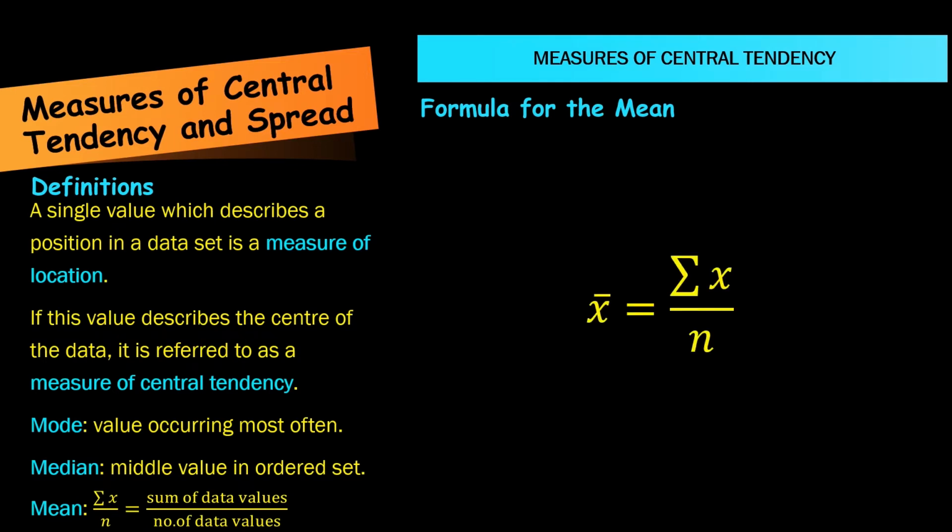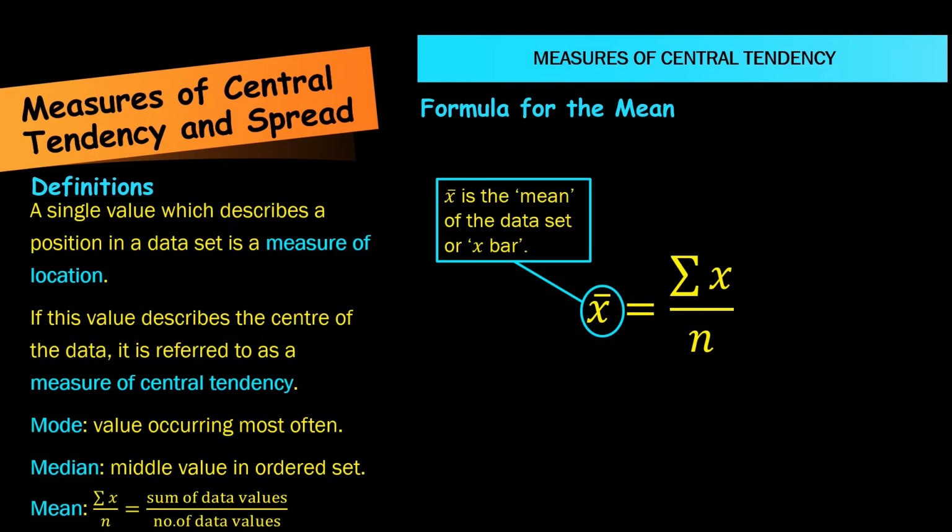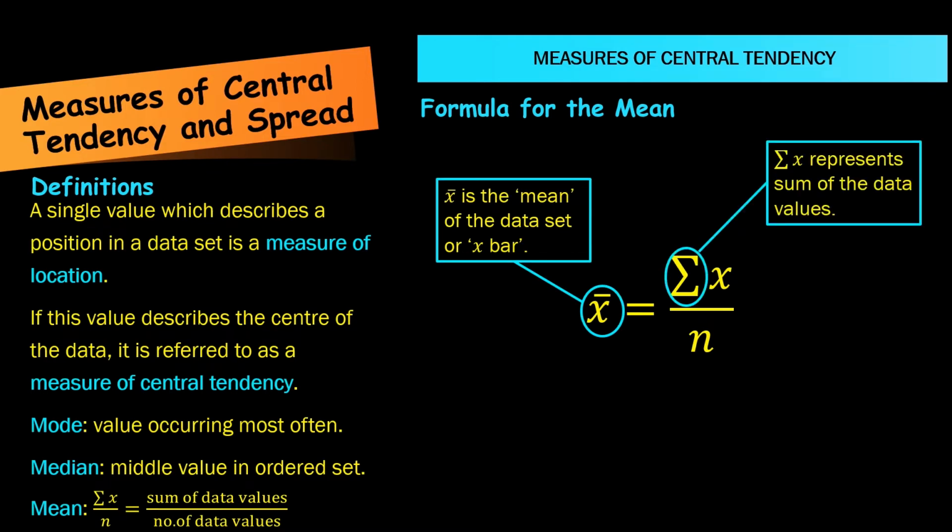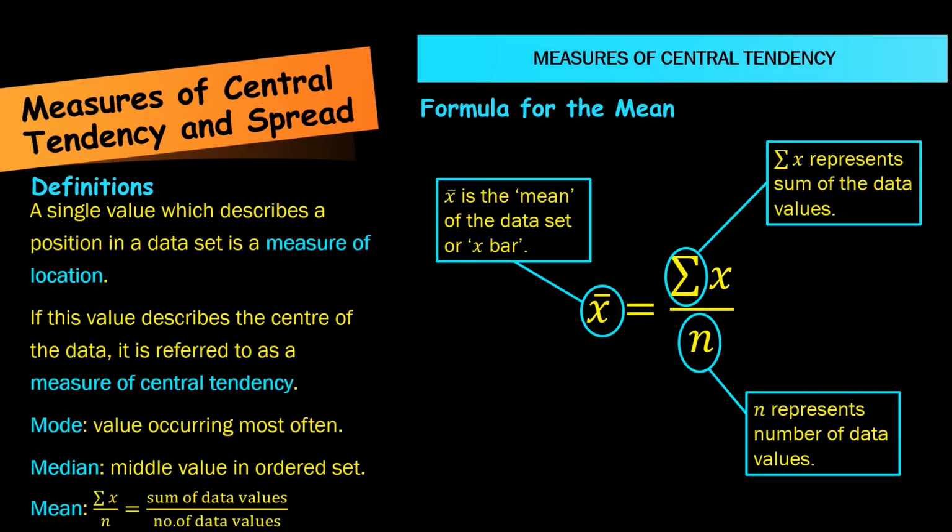Here's the notation. X bar is the mean of the data set. Sigma x represents the sum of the data values, and n represents the number of data values in the data set.